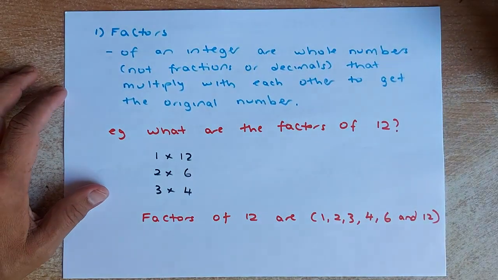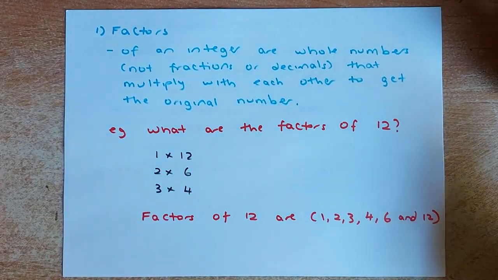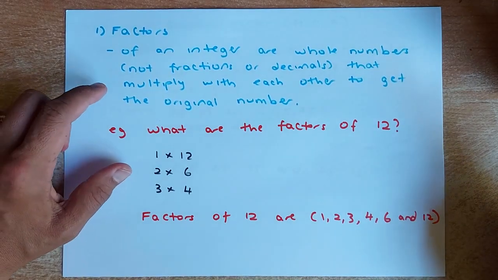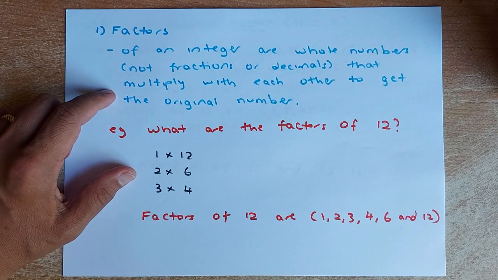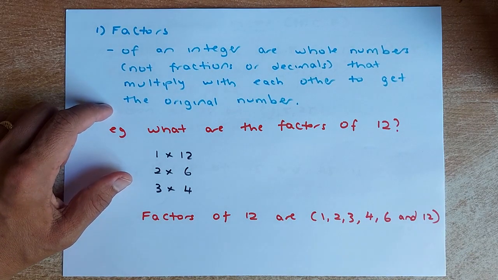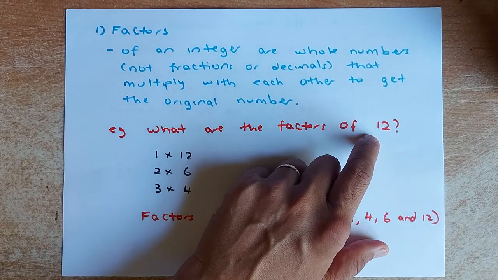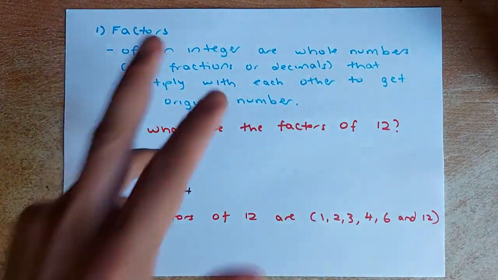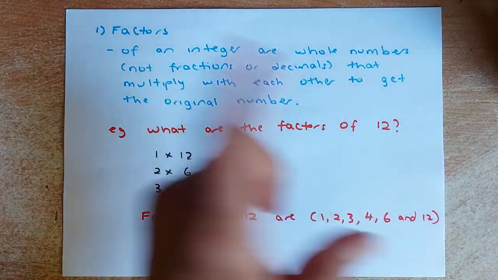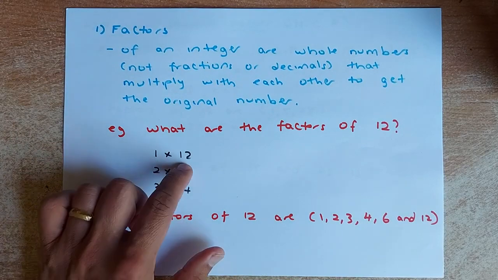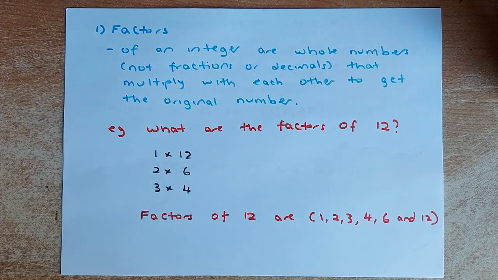So the definition for factors is as follows. Factors of an integer, so factors of any number, a whole number, means they are not fractions or decimals, that multiply with each other to get the original number. So for example, if the question asks you what are the factors of 12, you need to multiply 2 integers or 2 whole numbers so that they will give you a total of 12. So there are 3 possibilities: 1 times 12, 2 times 6, and 3 times 4. So they are all the possible outcomes.